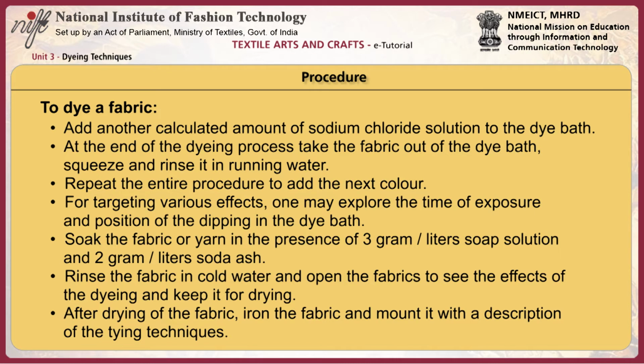Soak the fabric or yarn in the presence of 3 grams per liter of a soap solution and 2 grams per liter of soda ash. Rinse the fabric in cold water and open the fabric to see the effects of the dyeing, and keep it for drying. After drying, iron the fabric and mount it with a description of the dyeing techniques.